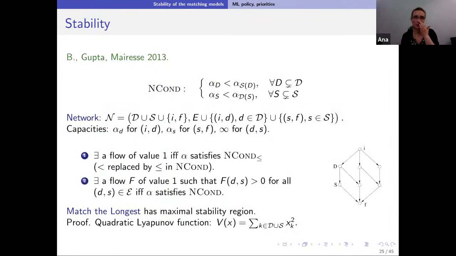And just a few words for the stability. Besides the first come first matched policy, there is also the policy that matches the longest. So you are going to match an item with an item that has the biggest queue among all the possible options you have. This match the longest policy also has the maximum stability region, and the proof is just via a quadratic Lyapunov function. But in order to show that, we actually used another randomized policy and used arguments from network flows for that.